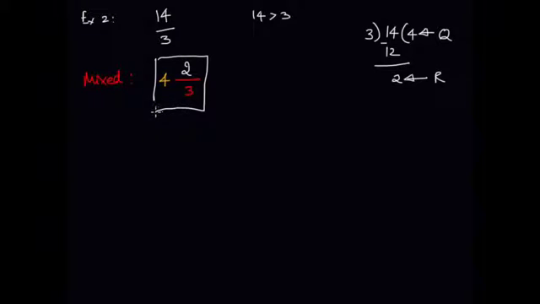This is the mixed fraction. So let's just see what this is again. 3 we retain as the denominator right from this step. 4 is the quotient, 2 is the remainder. That's about it.